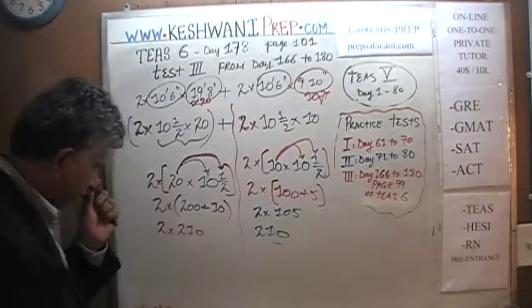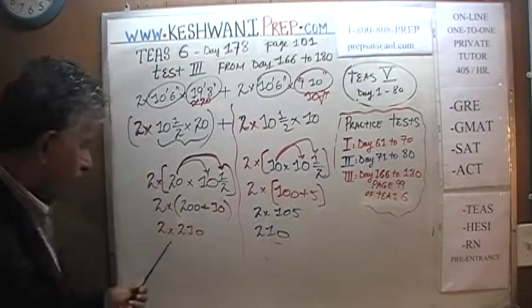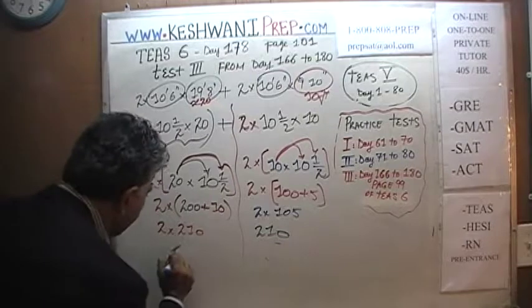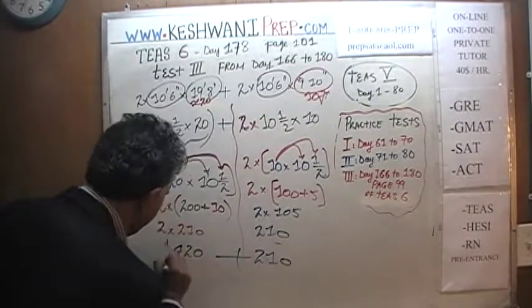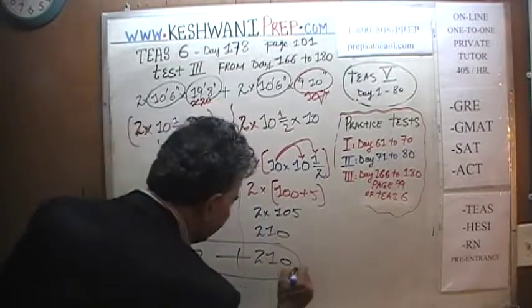Oh, we never finished this part. This is 2 times 210, which is 420, plus 210. This is our final answer. We are looking for something.